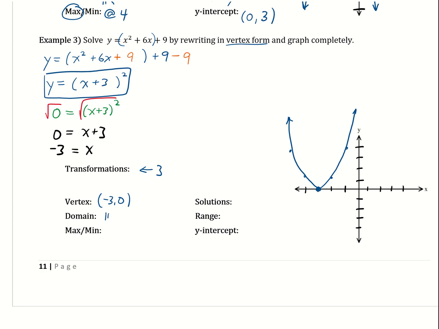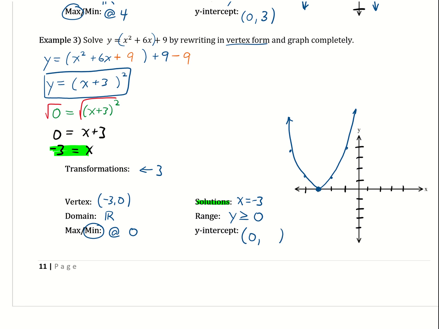The domain, all real numbers. This time the graph has a minimum at 0. The solutions, right, are coming from here, which is negative 3. That is also the x-intercept. The range, y is greater than or equal to 0, and the y-intercept would be 0, comma.